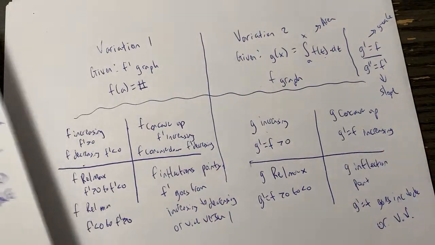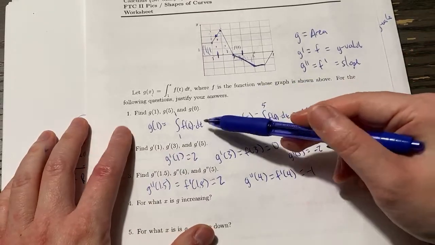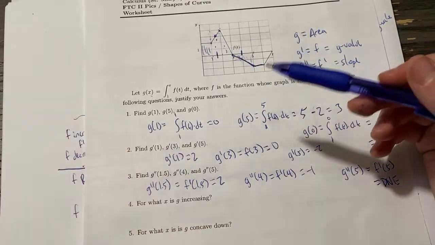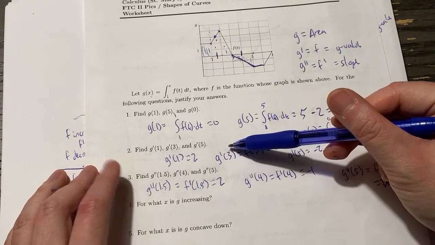So before we move on to the rules that we talked about earlier, with all these shapes of curves, rules of increasing, relative max, and so on, we're just going to briefly recap this. G values were area. Try your best with area with negatives. G prime values, which are f values, are going to be y values.